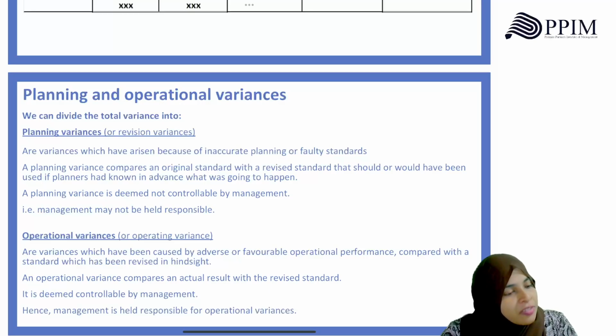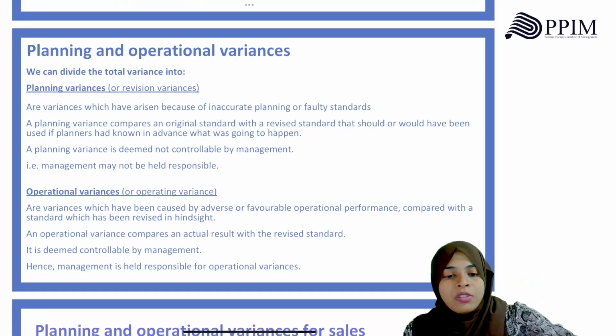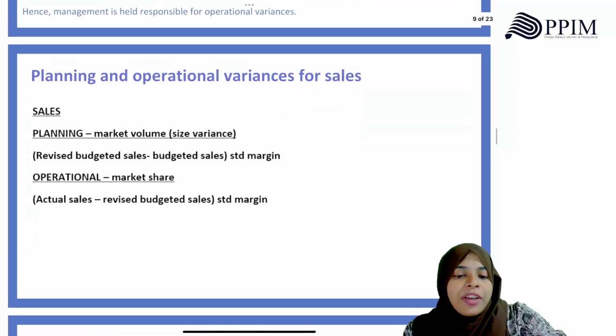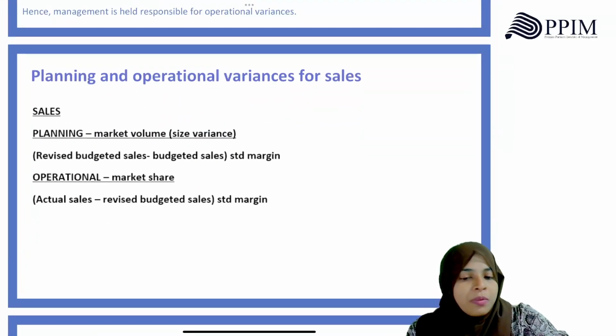The revised plan is what we can achieve now in the current conditions. The difference between the revised plan and the actual is the operational variances, what you could have controlled. So for every variance you can see they have divided. The sales variance can be divided into market volume and market share. Market volume or the size variance is the planning variance.